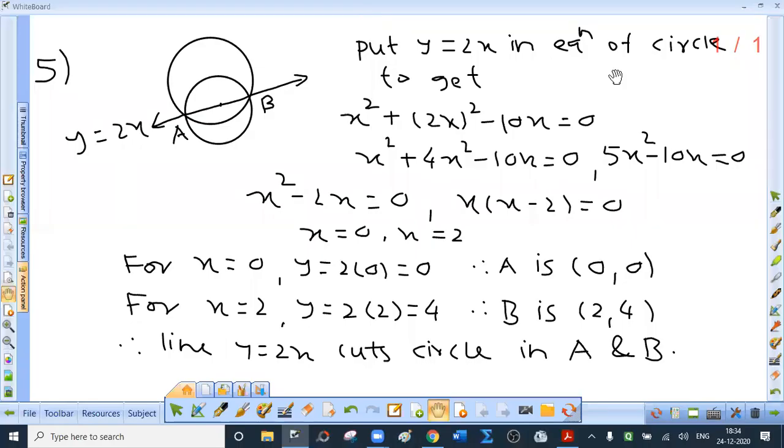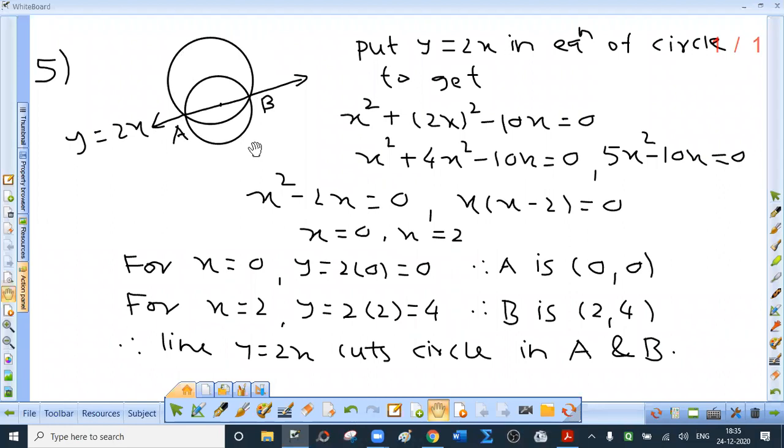Last sum, number 5. If y equal to 2x is a chord of the circle x square plus y square minus 10x equal to 0, find the equation of the circle with this chord as diameter. So this is just a rough sketch. I haven't shown the coordinate axes, and again, it is not to scale. So this is the line y equal to 2x. We must find the coordinates at which this line cuts the given circle. I have shown them by A and B.